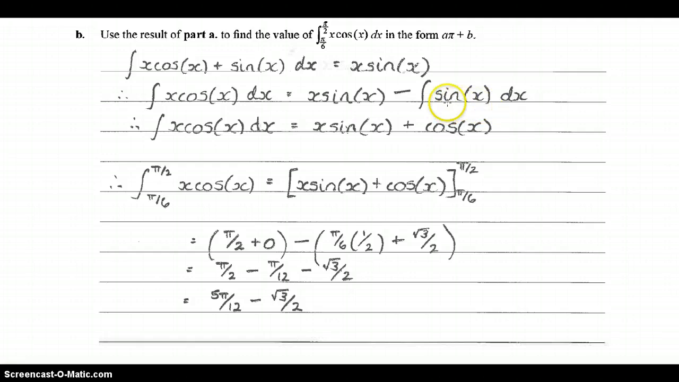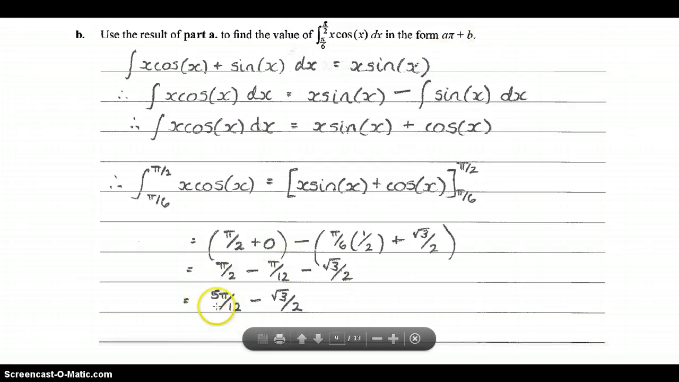And if you integrate sine x, you get negative cos of x, and that negative cos of x will become plus cos of x. So the antiderivative of x cos of x is actually x sine of x plus cos of x. Once you have that, we can find this here. All we need to do is write this out again and sub in pi on 2 and pi on 6. If we do all of that and simplify, we'll end up with 5 pi on 12 minus root 3 on 2. The answer has to be in the form a pi plus b, which we've got here. So a would be 5 on 12 and b would be negative root 3 on 2.